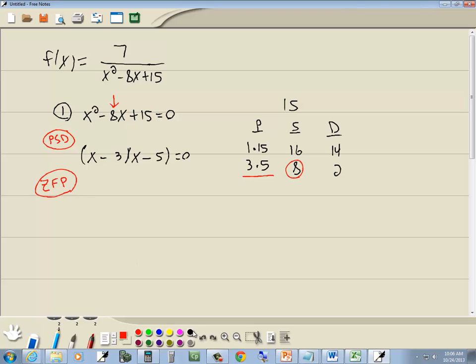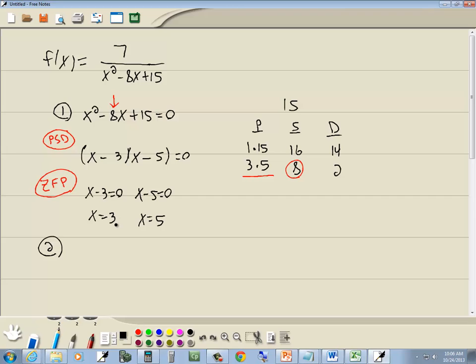Zero factor property. Get 0 on one side, you factor the other side, you set each factor equal to 0. So I'll set x minus 3 equal to 0, and x minus 5 is equal to 0. Take the negative 3 over, it becomes a positive 3. Take the negative 5 over, it becomes a positive 5.